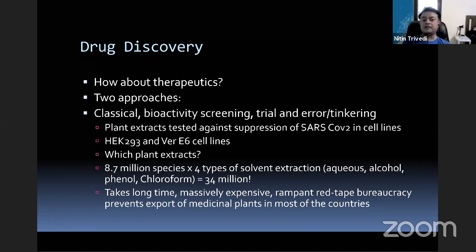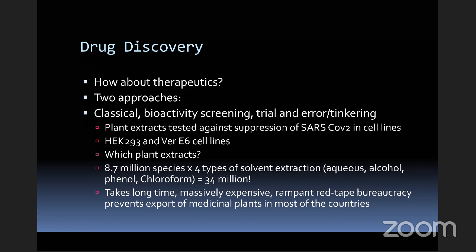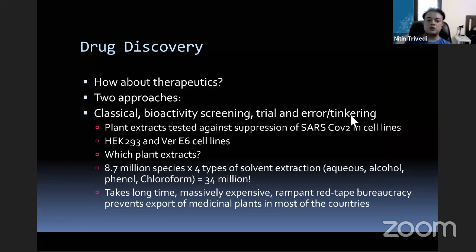So many people think modern medicine is all chemistry, synthetic chemical, nasty chemical, nothing like that. It's all from the plants. 90% are from the plant extracts, or its analogs. So plant extracts, you can test against the suppression of SARS-CoV-2 in cell lines. So this is how the classical approach is all about.